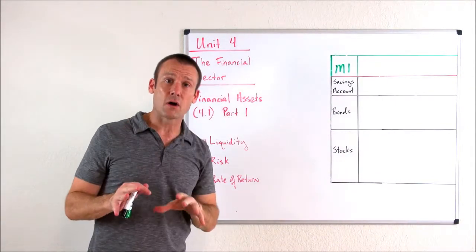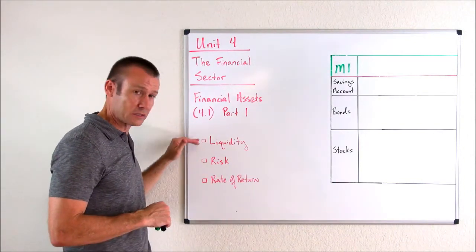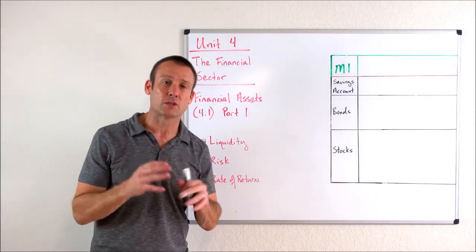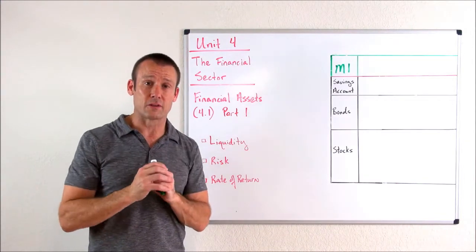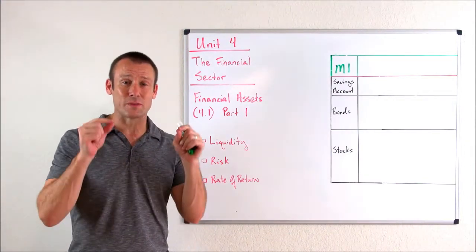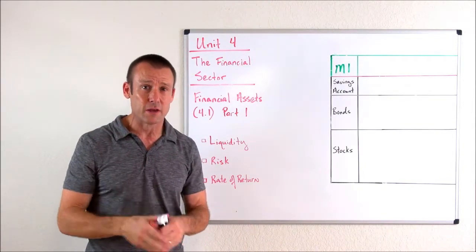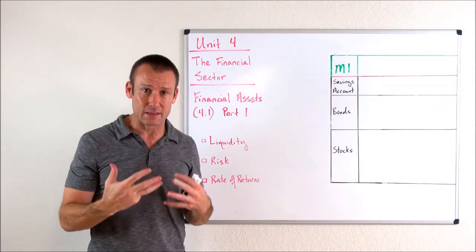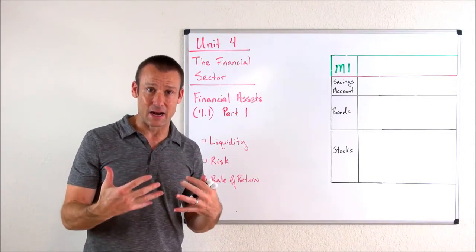What we're going to be talking about is these financial assets in relation to these three categories: liquidity, risk, and rate of return. Now, before I get going any further, I want you to understand that at the center of Unit 4 is this thing called monetary policy. What is monetary policy? It is when the central bank of an economy, in the United States our central bank is the Federal Reserve, changes the money supply in the economy. They do this in hopes of stabilizing the economy.